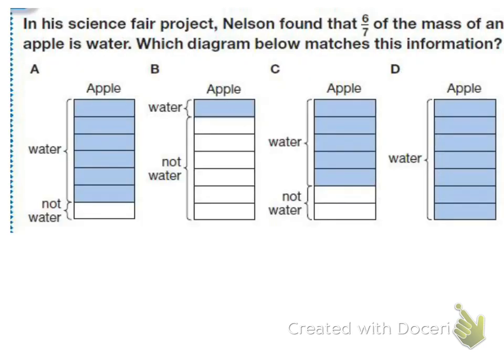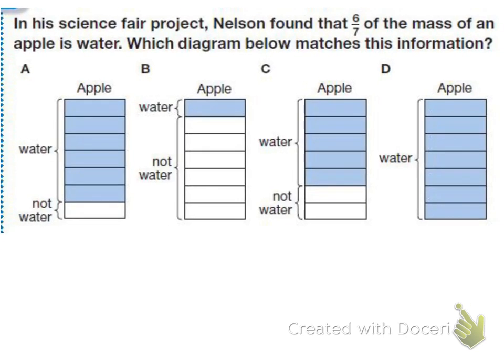Okay. All right. So this next part says, in his science fair project, Nelson found that 6/7 of the mass of an apple is water. Which diagram matches this information? So we know that we're doing the mass of an apple. So apple has to be the total, so that should be at the top. And it is at the top for all of them, so that doesn't help me narrow this down. And then it says that 6/7 of an apple is water. So I should see these boxes divided into 7 pieces.